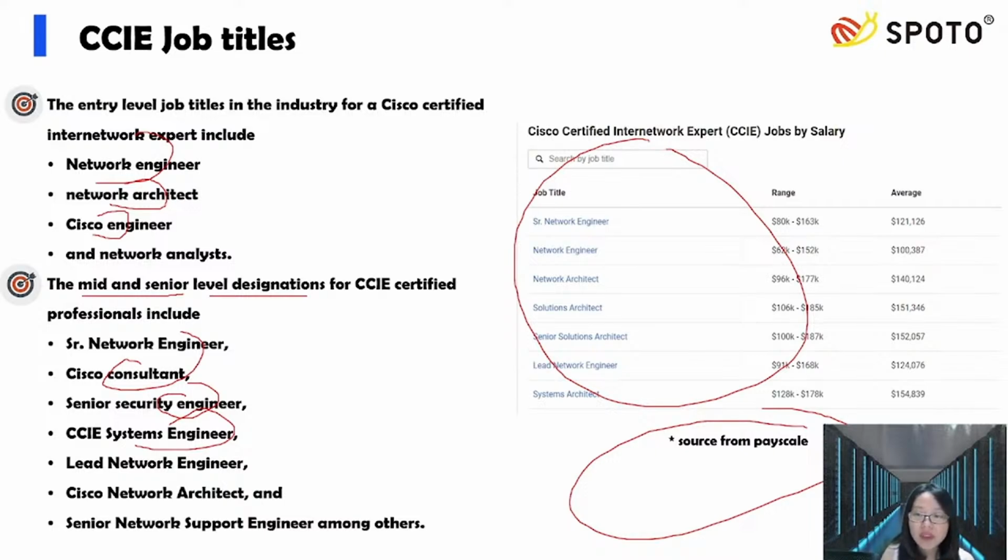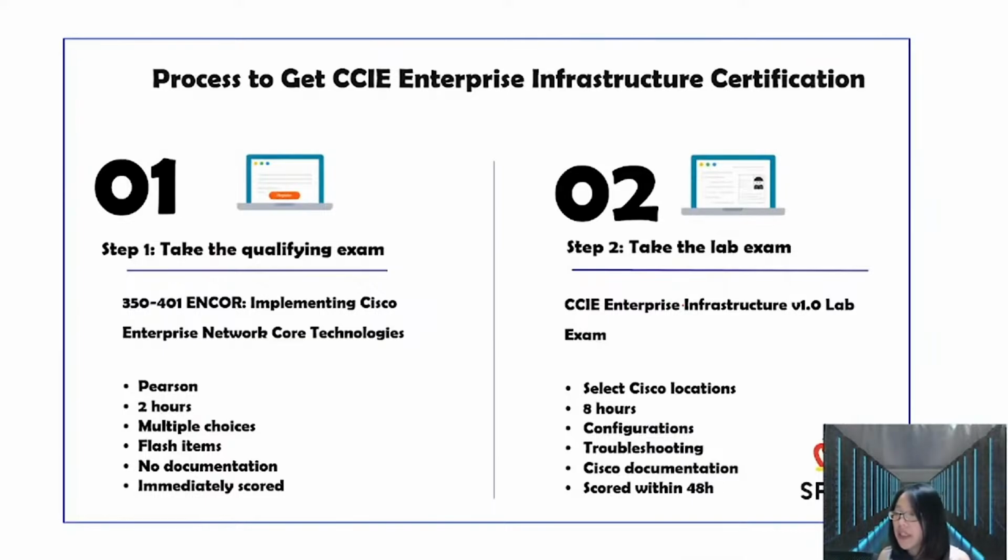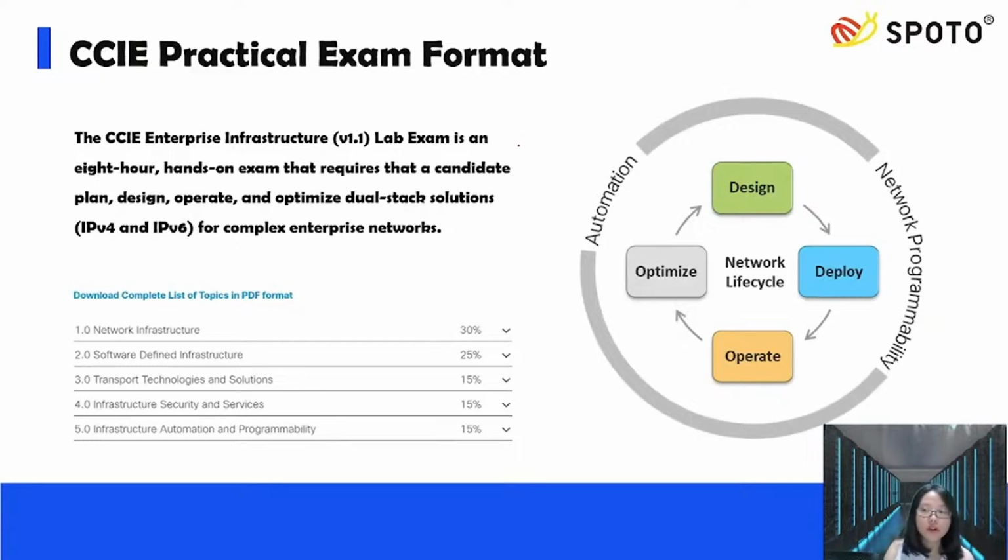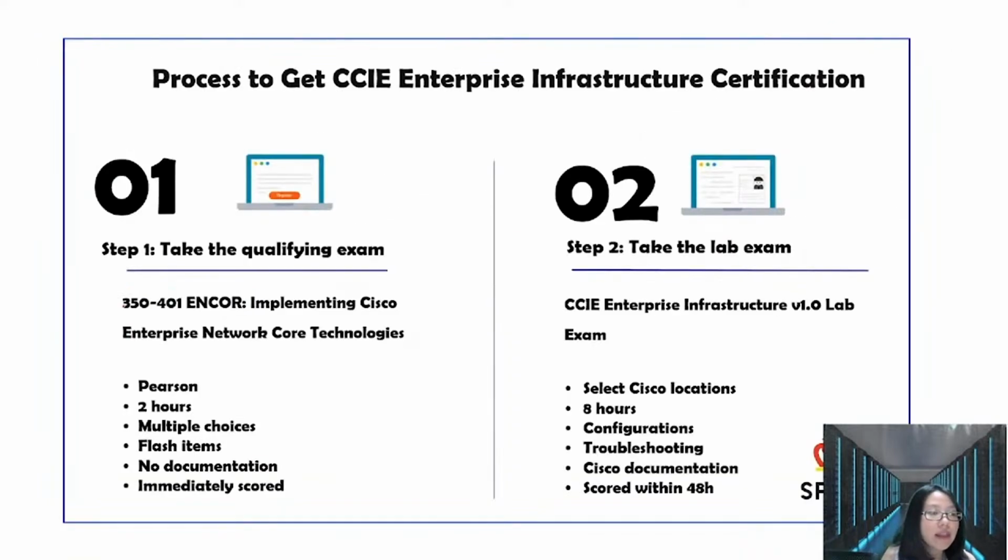Okay. So now let's go to the next part. How to obtain the CCIE certificate. You need to pass one core exam and one practical lab exam. So let's move to the CCIE exam overview first.